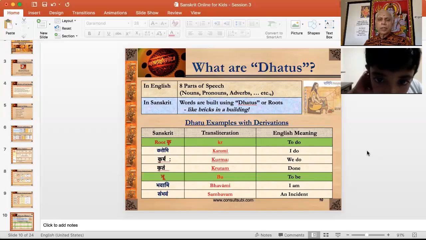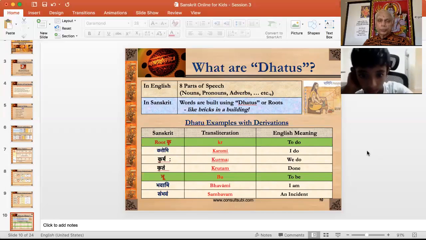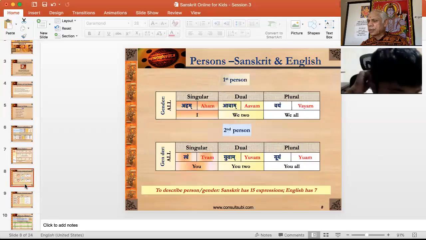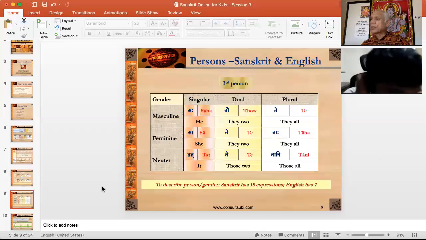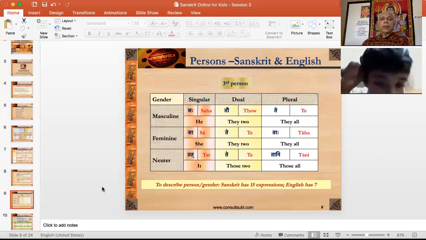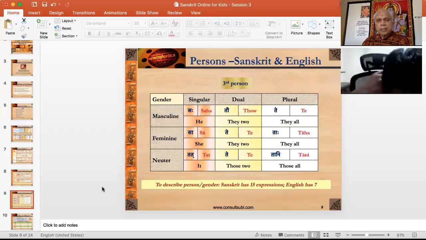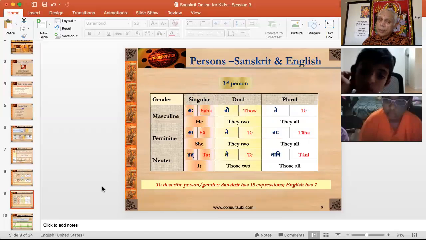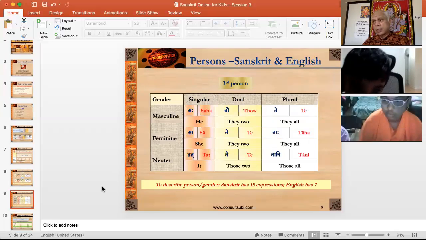There is a word called dhatu in Sanskrit. I think we missed one slide here. One slide I missed. Third person. First and second person we covered. Third person, here the gender is important because it could be either he or she or it.